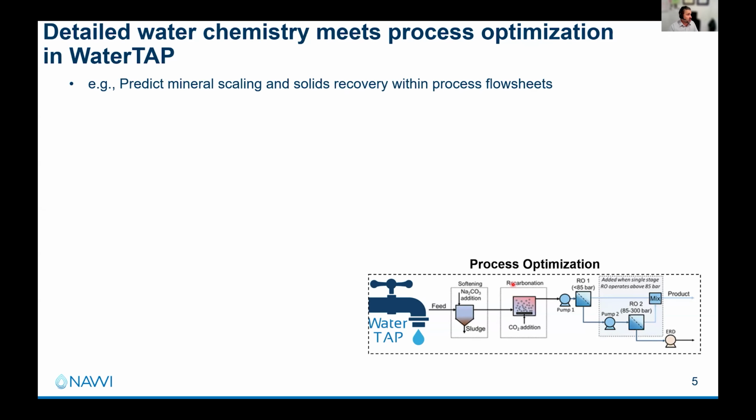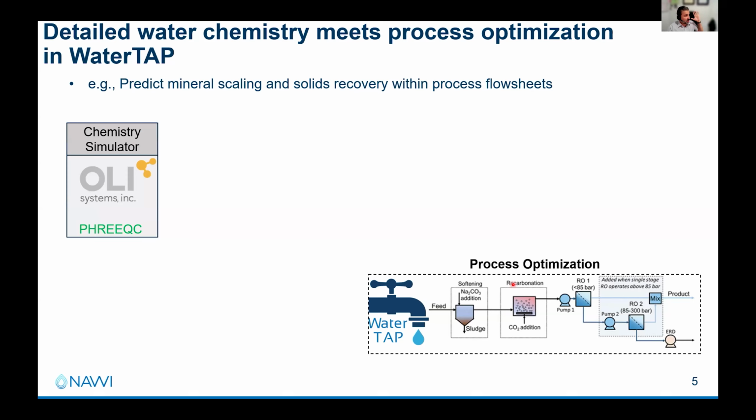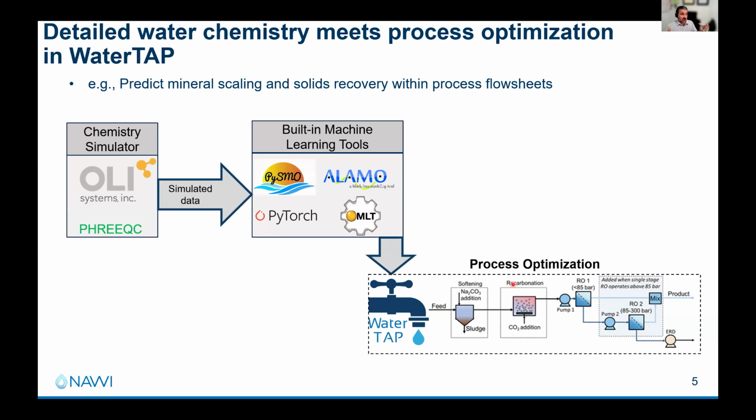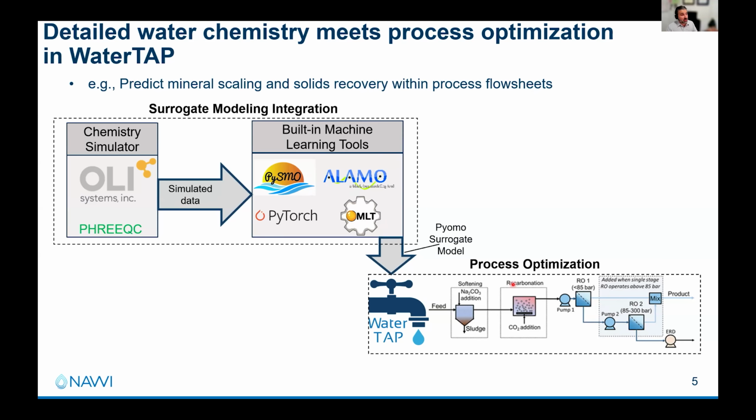And how do we do this? There are two main approaches. You start with your favorite external chemistry simulator, be it OLI, Freak-Z, what have you. We run a bunch of simulations and produce data from that tool. We use, once again, our built-in machine learning tools to develop surrogate models that we could plug into our process flow sheet model in WaterTAP, okay? That's one way that we could do this.